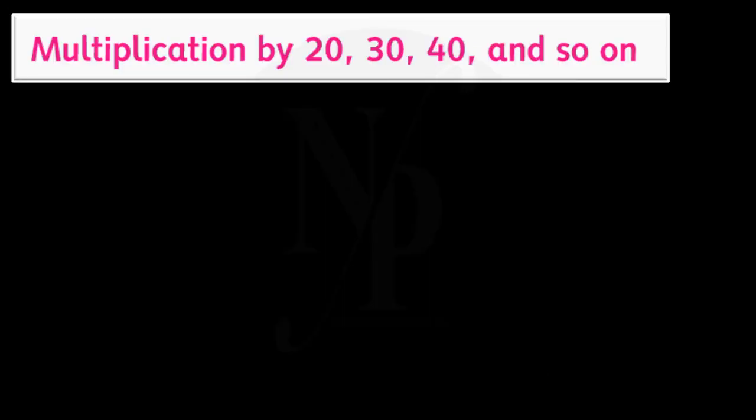Now let us see how to multiply a given number by 20, 30, 40, and so on, such numbers. So far we have learned how to multiply a given number by 10, 100, and 1,000. So if we have any number multiplied by 20, 30, 40, 50, 60, and so on, how can such products be obtained? Let us see these one by one, taking one example for each of these: 20, 30, and 40.